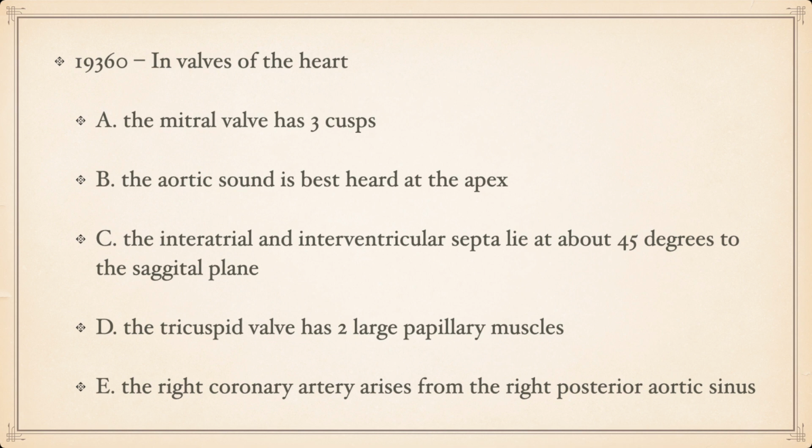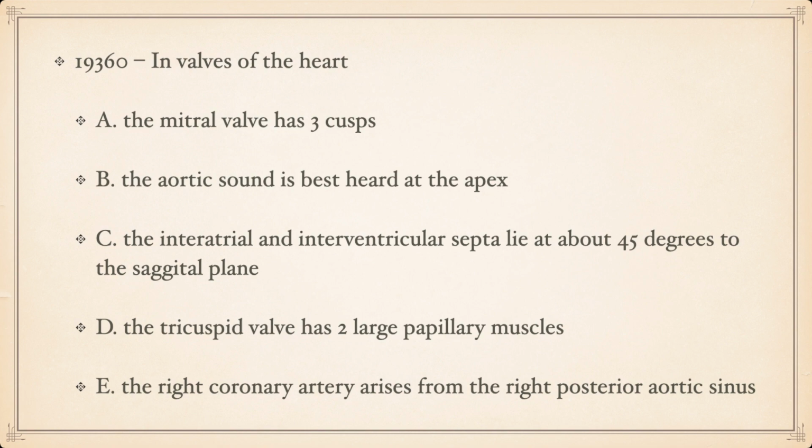And E, the right coronary artery arises from the right posterior aortic sinus. If the word posterior wasn't included, that would be true. However, the right coronary sinus is actually very anterior. So that's incorrect as well, leaving C to be the correct answer.